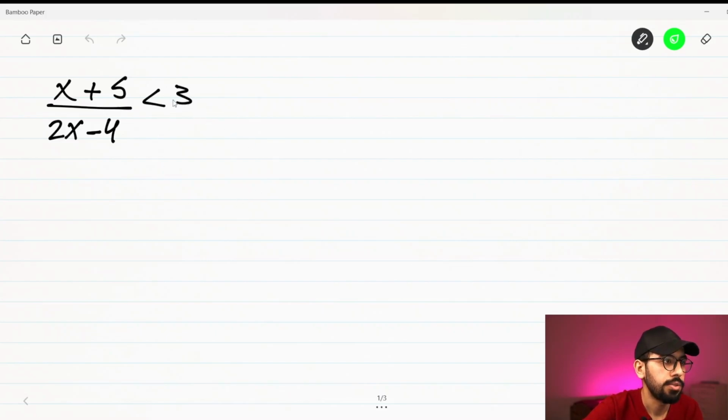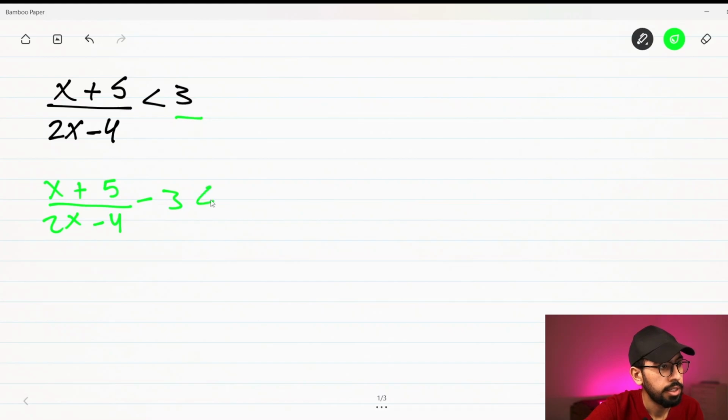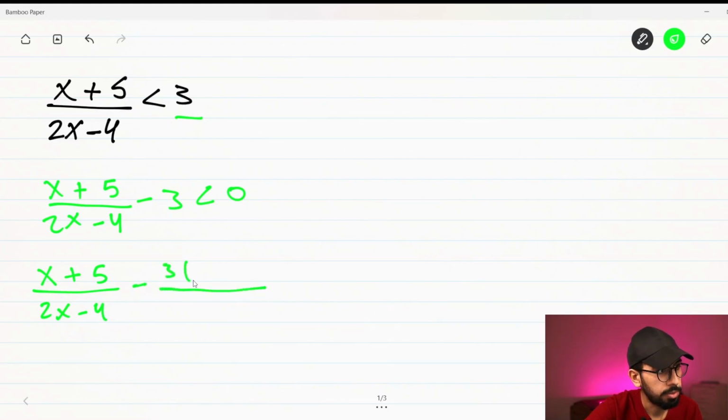First thing we need to do is to move this 3 to the other side. It will be (x plus 5) over (2x minus 4) minus 3 smaller than 0. Now we need to make the two terms with the same denominator. So it will be here x plus 5 over 2x minus 4. We have minus here 3 multiplied by 2x minus 4, and we have here 2x minus 4.